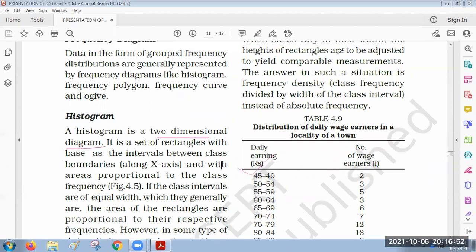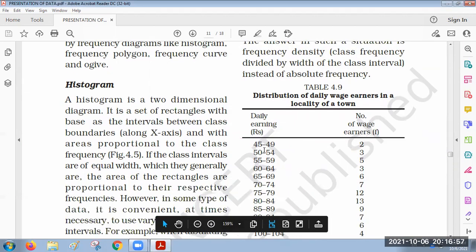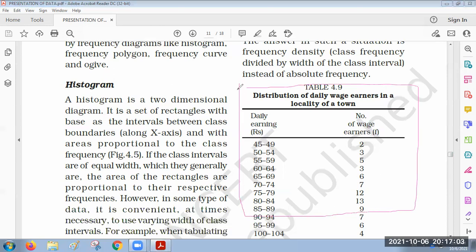In the case of histograms, the most important thing is you cannot construct a histogram based on this data. Which kind of series is this? This is a discrete series. Is it continuous? No, how continuous? It did not start from 49; 45 to 49, 49 to 54 is not mentioned, no? It is discrete.